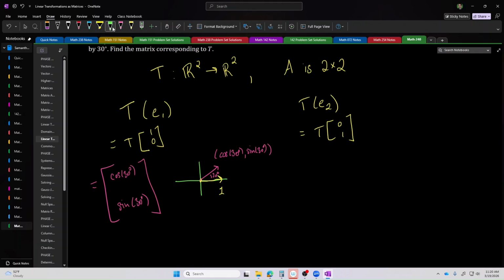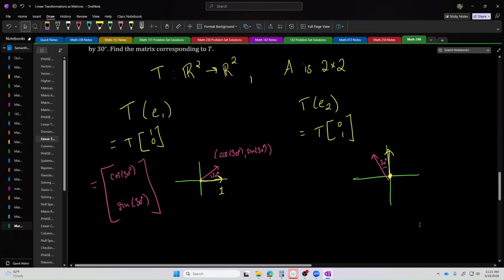If I perform the same action on the other standard basis vector for R2, where I have the vector 0, 1 initially pointing straight up, when I apply the linear transformation to this vector, and I rotate the vector through an angle of 30 degrees, I now end up with a vector whose angle with the positive y-axis is 30 degrees. So let's use some trigonometry to figure out where the arrowhead is located in this picture.